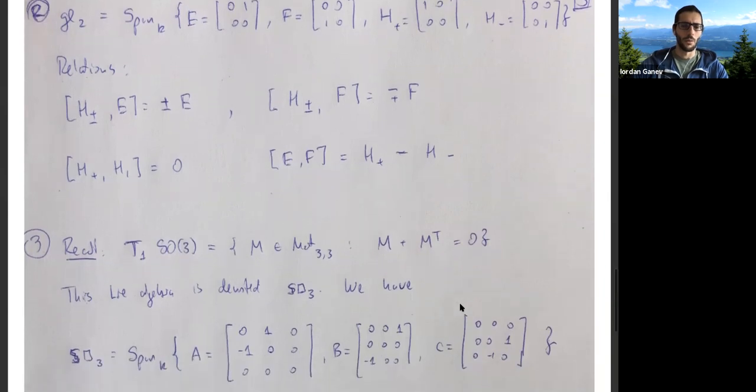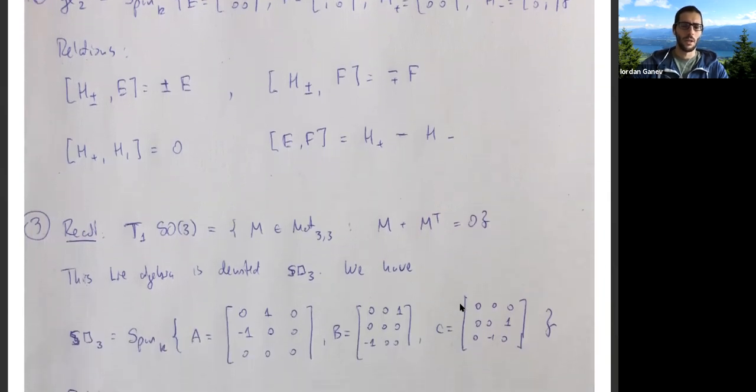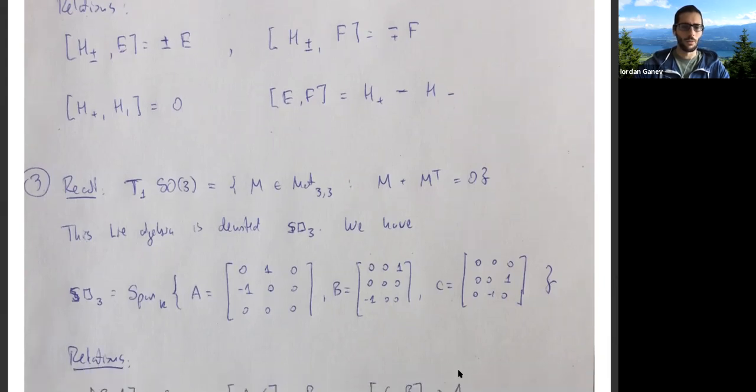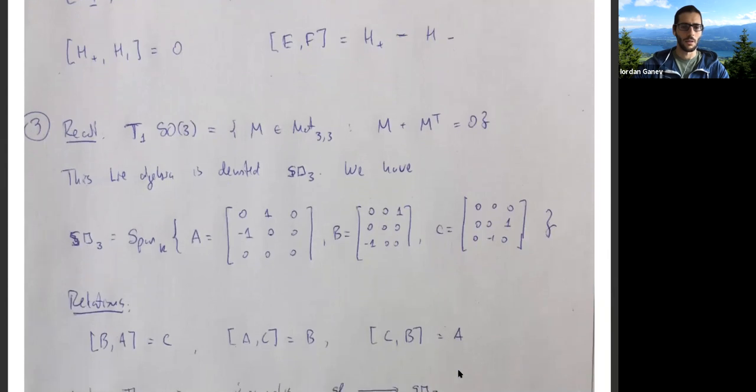And so if we want to come up with a basis for this space, then it's pretty easy to see that any such matrix will have zeros along the diagonal and will be skew symmetric when we flip. So then anything is a linear combination of these three matrices. So we have 1 and minus 1 here, 1 and minus 1 here, and 1 and minus 1 here. Right, and then what are the relations in this case? So there's this sort of cyclicity here. B bracket A is C, A bracket C is B, C bracket B is A. So you can check this.